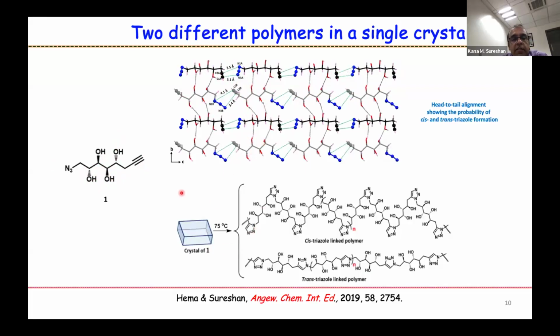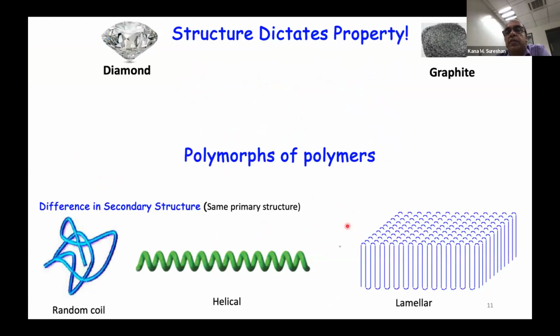Now, if you react this crystal, we get a mixture of 1,4- and 1,5-linked triazole. These are two different polymers. You can say it's a perfect blend in the crystal actually. Of course, as I said, this is not by design. Having two conformers is not by design. Of course, the monomer and polymerization are by design, but not this particular blend. But anyway, that's a good result.